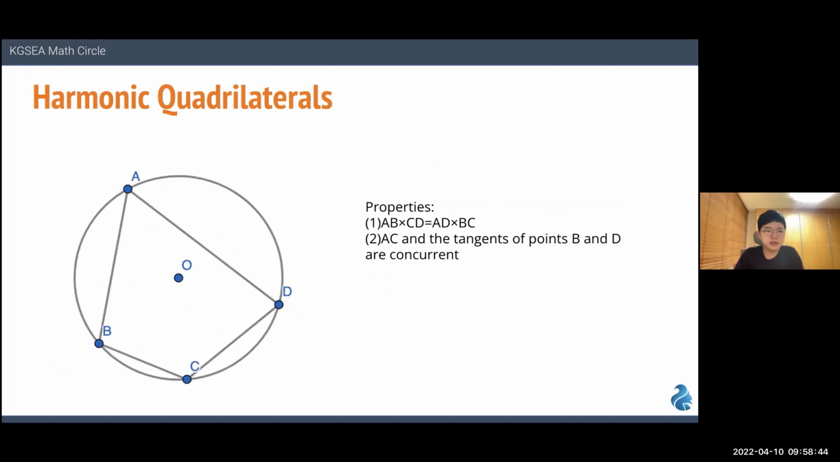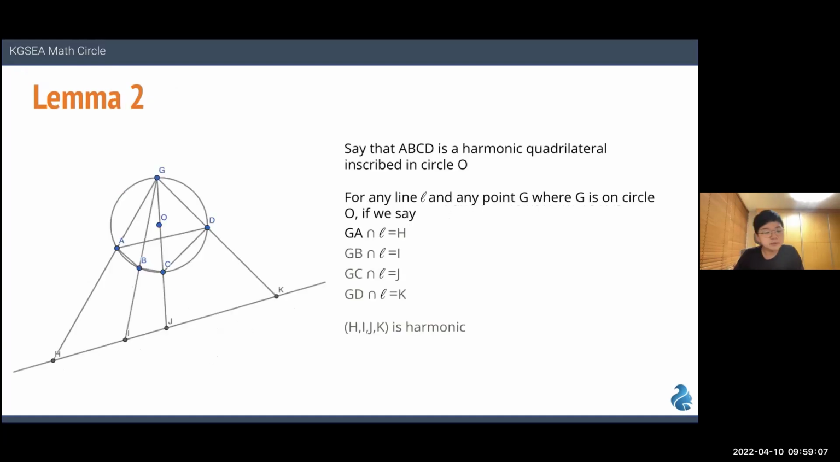So harmonic quadrilaterals are a very special type of quadrilaterals, and their definition is a harmonic quadrilateral is a quadrilateral inscribed in a circle that satisfies AB times CD is equal to AD times BC. And there are 2 very important properties when it comes to these quadrilaterals. The first property is that AC and the tangents of points B and D are concurrent. And the second property explains the relationship between harmonic ratios and harmonic quadrilaterals.